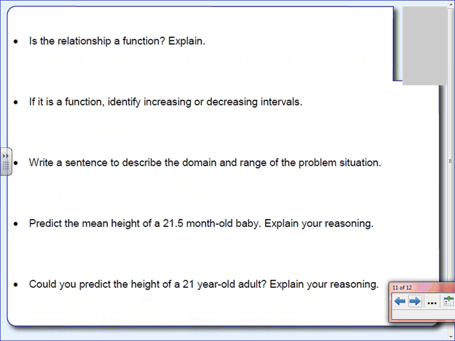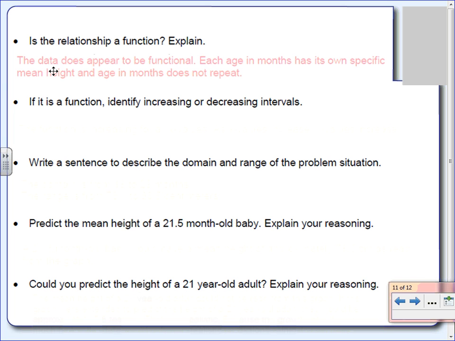The first one wants to know, is the relation a function? What do you think? Can I call this a function? Yes. Why can we call this a function? Because the x's don't repeat. Very good. So yes, this is a function because the x's don't repeat. Or in our case, if we're talking about age in months and the height, each age in months has its own specific height, and the age in months does not repeat. You're only 18 months once, right?